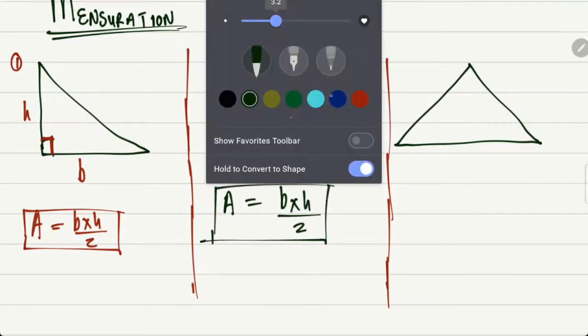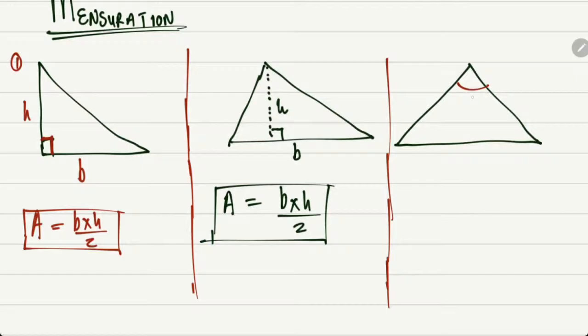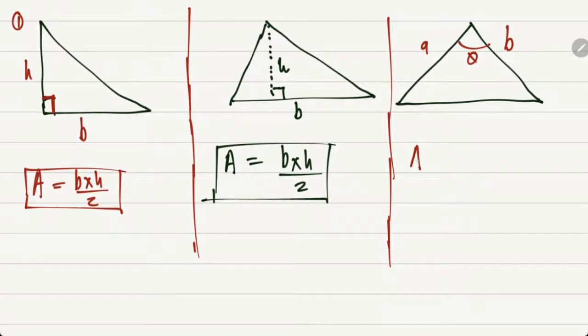Then triangle number 3, theta A B. Now, you say area. If you get this one, no right angle, no base, no height, but you're given this side and the angle. You're going to say it will be A, which is this side, times B, which is the other side, times sine theta divided by 2.